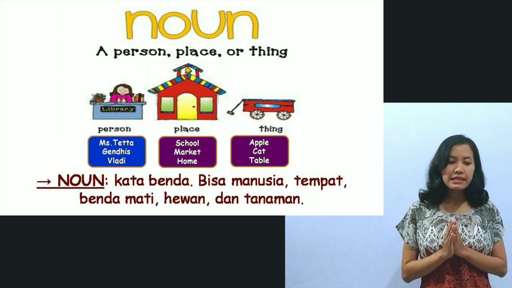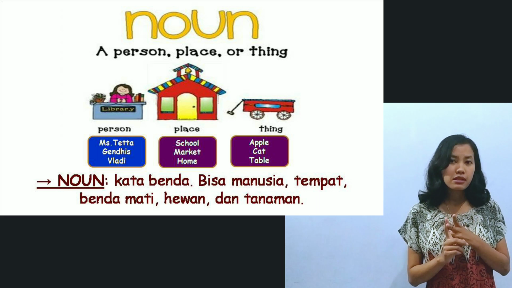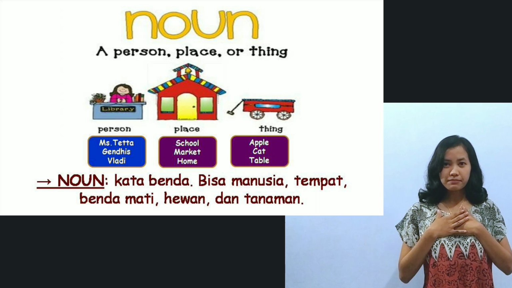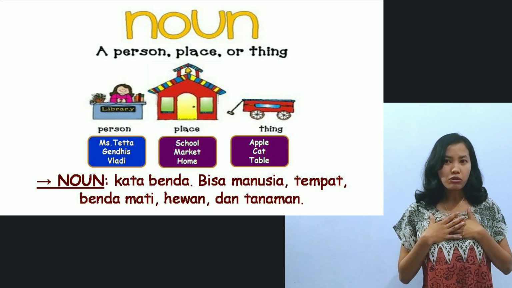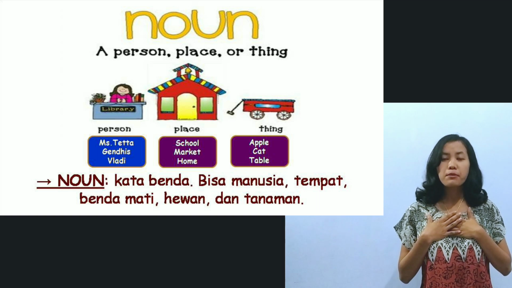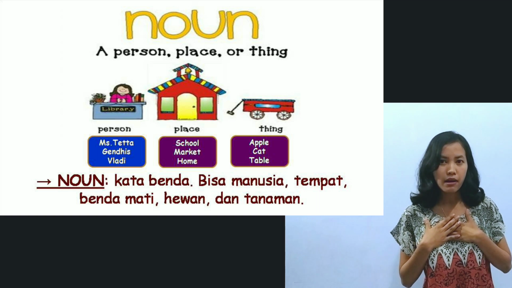Berapa minimal benda atau hewan yang kita bandingkan? 2 minimal, ya. Before we continue, I will remind you about noun and adjective. What is noun? Noun is a place, a person, a thing. For example, Miss Teta. Miss Teta is a noun. Noun itu kata benda. Jadi Miss Teta merupakan sebuah kata benda.